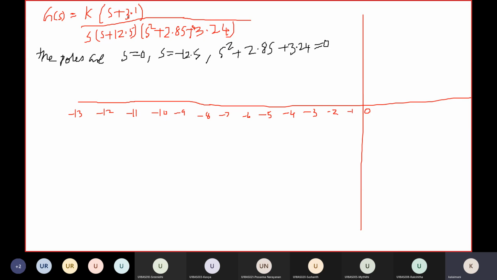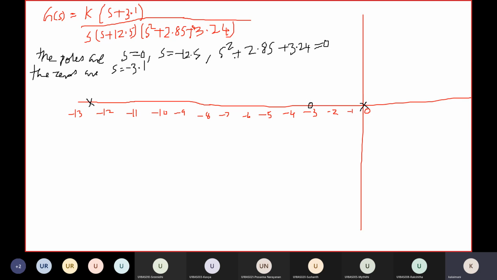For the zeros, I am setting s plus 3.1 equal to 0 because I am setting my numerator equal to 0. I will get the zeros of the given transfer function. The zeros are s equal to minus 3.1. So minus 3 is there, minus 3.1. It is my zeros. The zeros are marked as a small circle. Then s equal to 0 pole is marked with a cross symbol. Then s equal to minus 12.5, this is minus 12, this is minus 12.5.